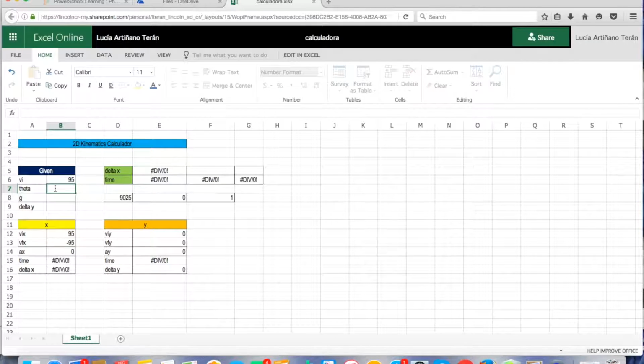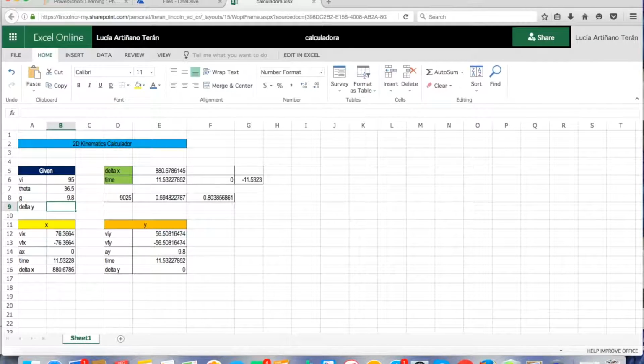The calculator will solve the following formula. X equals 2 times initial velocity squared times sin of theta times cos of theta over gravity, which will give you the answer of 880.1 and so on.